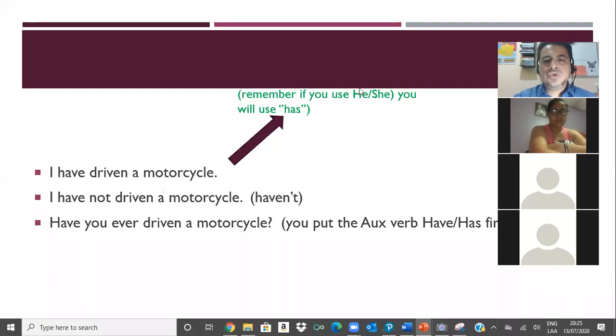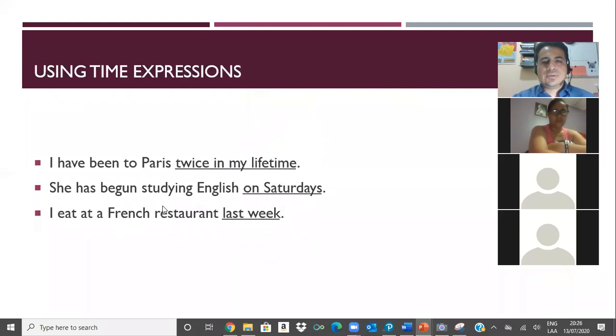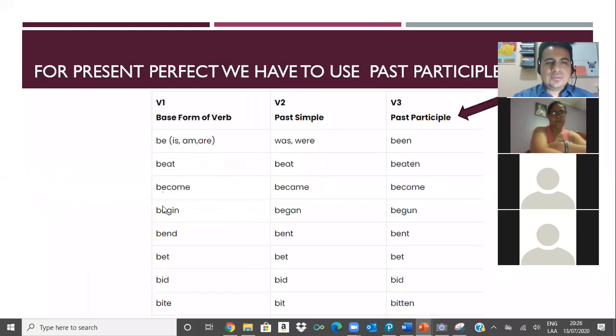And remember, if you use the subject he or she, you use has. Okay. Let me see. El past participle. ¿Qué quiere decir el past participle? Okay. Now, in the verbs, in English, tenemos tres tiempos. Base verb, simple past, and past participle.